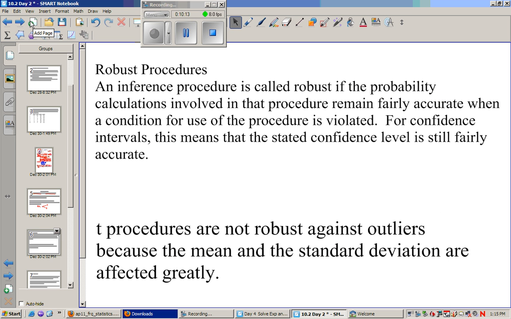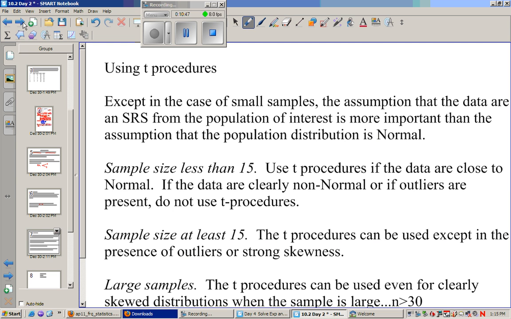Now, robust procedures, this is a new word. An inference procedure is called robust if the probability calculations involved in that procedure remain fairly accurate when a condition for use of the procedure is violated. For confidence intervals, this means that the stated confidence level is fairly accurate. T procedures are not robust against outliers because the mean and standard deviation are greatly affected. So if it was robust, it would mean that if there was an outlier, it wouldn't be a big deal. But since they are not robust, it is a big deal.